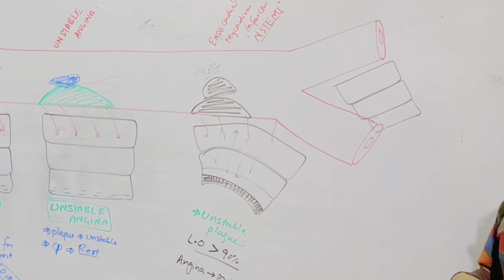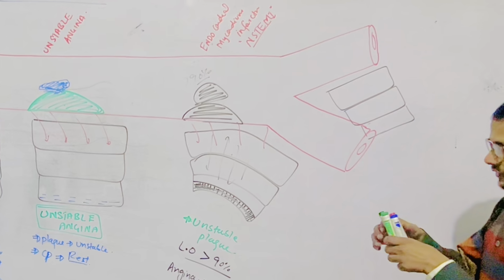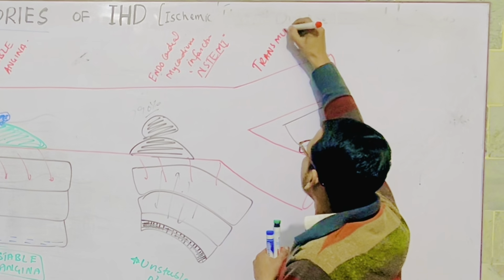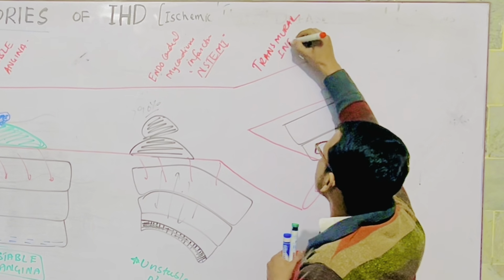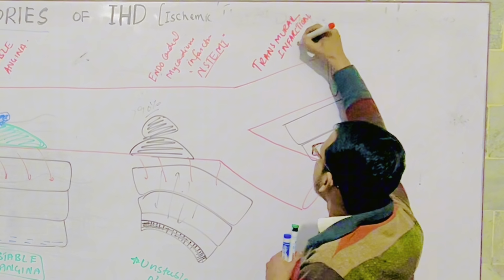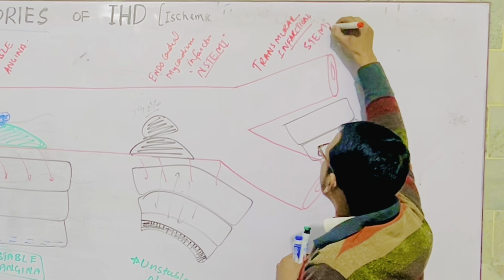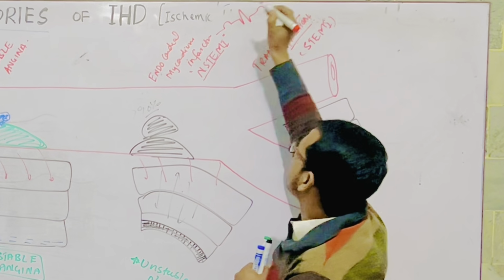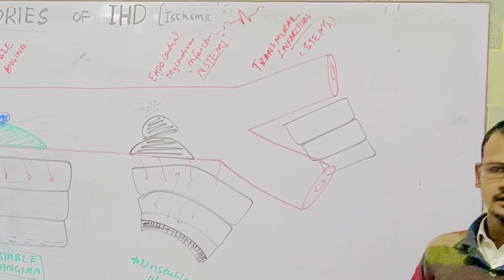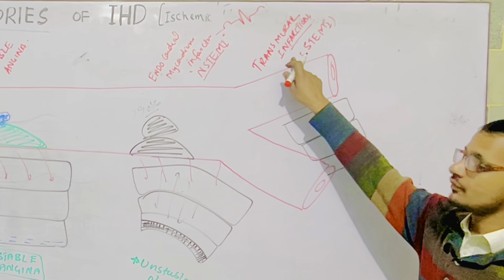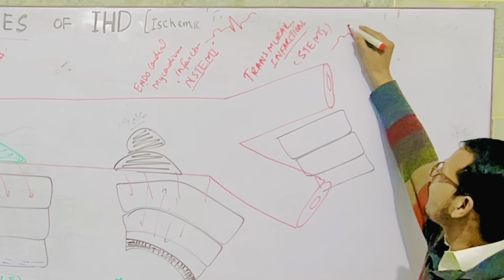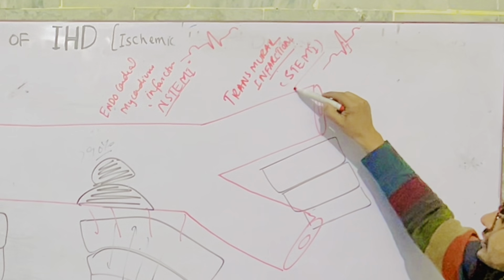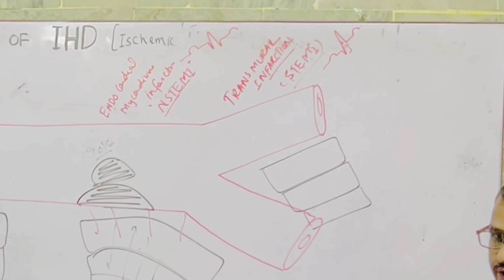Now the other type is STEMI, which is called transmural infarction. Remember that in angina without infarction, the ECG will be normal. There is no elevation, no depression. But in transmural infarction, there will be ST elevation. This is ST elevation. So this is called STEMI, ST elevated myocardial infarction.